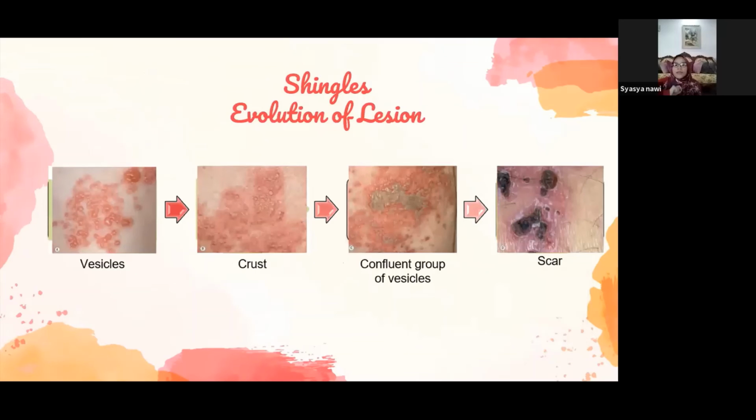This is the evolution of the lesions for shingles, where the first picture shows a group of vesicles that vary in size, which then become umbilicated and form a crust. Next, the third picture is a confluent group of vesicles in a highly inflamed case. And the last picture shows when the vesicles evolve to crust and may eventually become a scar. Okay, next.